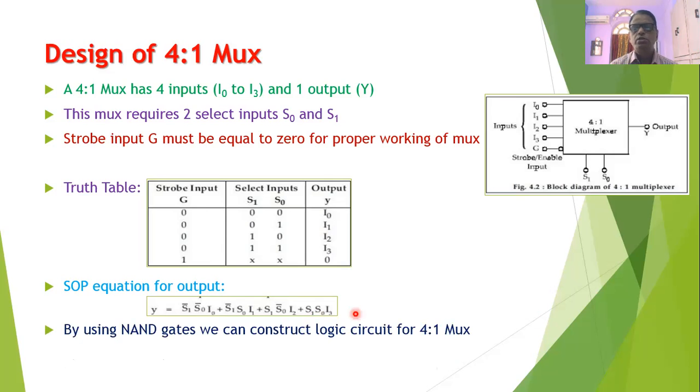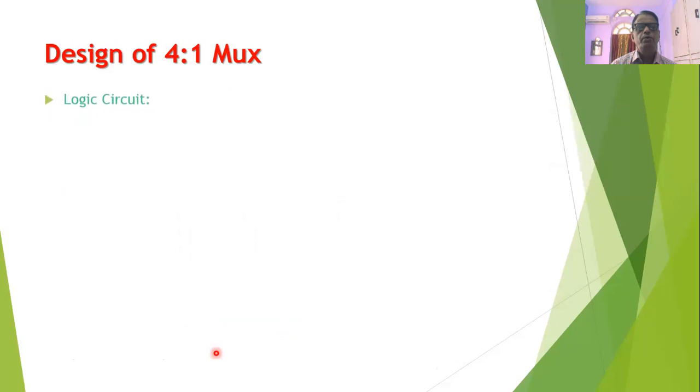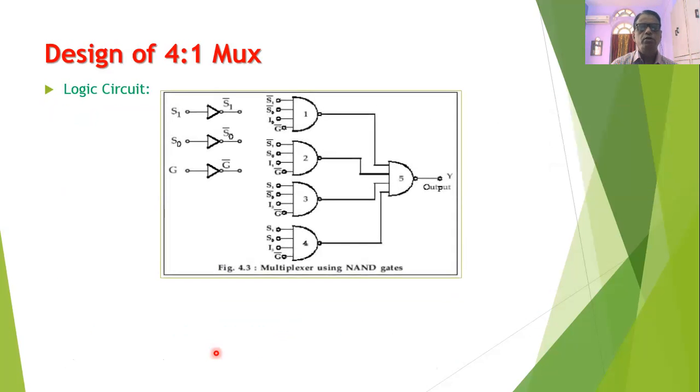Now again, it is possible that we can construct the circuit diagram for this 4 to 1 multiplexer either by using AND and OR gates or by using NAND gates. So let us go for the circuit diagram of 4 to 1 multiplexer. We can construct the logic circuit as shown in this figure. The first NAND gate will have the inputs S1 bar, S0 bar, I0 and G bar.